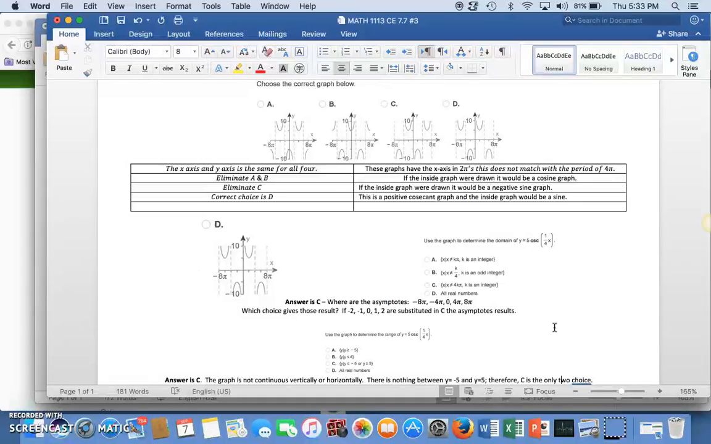you're looking for this to happen every 4 pi. So which one has the 4 pi involved in it? It's C. So your correct answer is C.